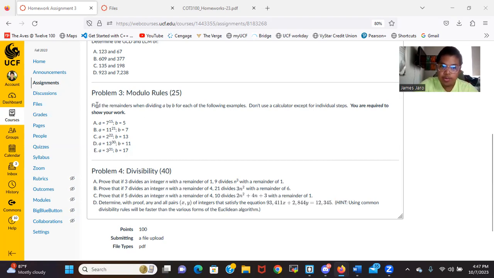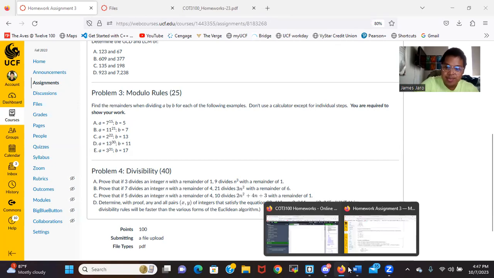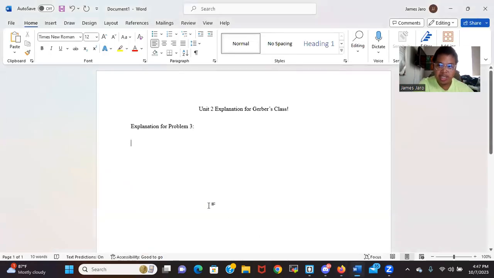So for problem three, explaining kind of how problem three works, it's pretty simple in theory. You divide A by B and you need to find the remainders. And we can't use a calculator except for individual steps, and we're required to show our work. Okay. Well, spoiler alert, no calculators here. I got glasses. But that's about it. So I'll show you how I kind of do these.